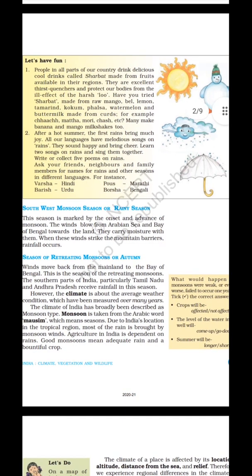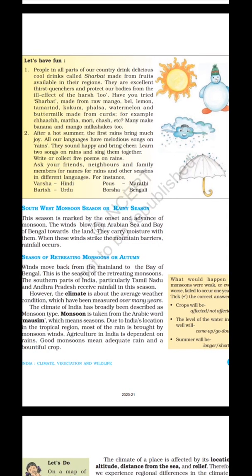Southwest monsoon season or rainy season. The season is marked by the onset and advance of monsoon. The winds blow from the Arabian Sea and Bay of Bengal towards the land. They carry moisture with them. When these winds strike the mountain barriers, rainfall occurs.